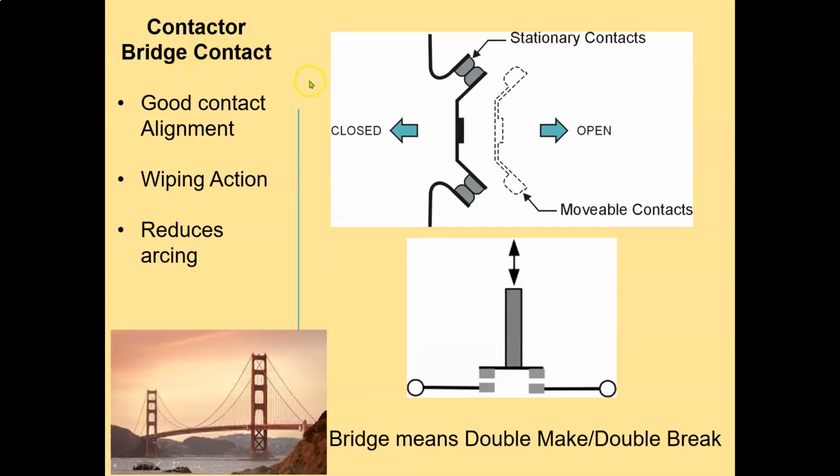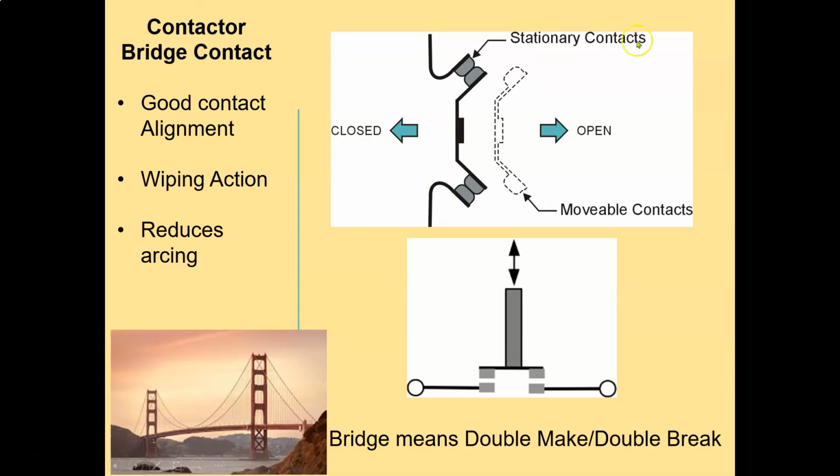Big contactors use bridge contacts. Bridge contacts are really good for alignment. It keeps the whole thing in line, as a wiping action, and reduces arcing, because we have two places for the current to travel through. So it's going to reduce the amount of current going through that one point, which means the amount of arcing is going to be reduced.